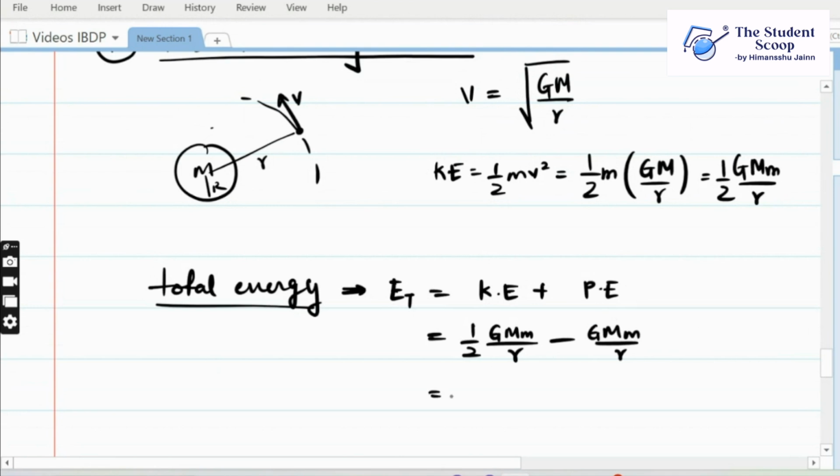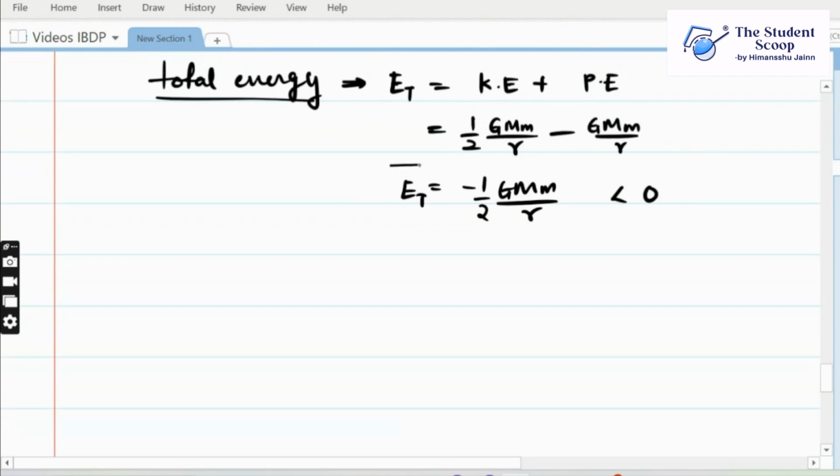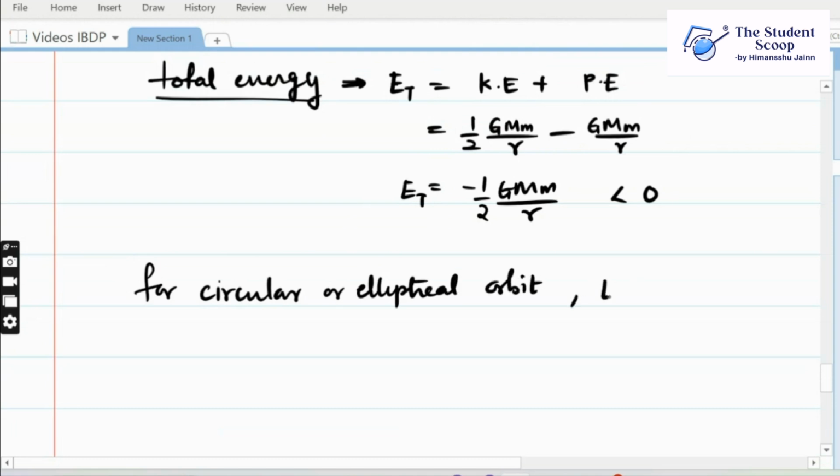So we will get this as -1/2 GMm over r. What we get from this is that the total energy is less than 0. This is something that we always find when the object is trapped inside the field, which cannot escape the field line: it will always have total energy less than 0. So for circular orbits or elliptical orbits also, the total energy has to be less than 0.